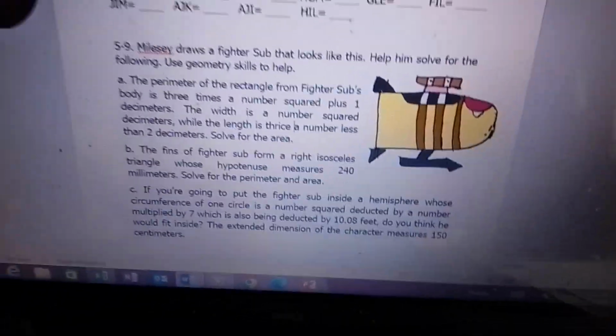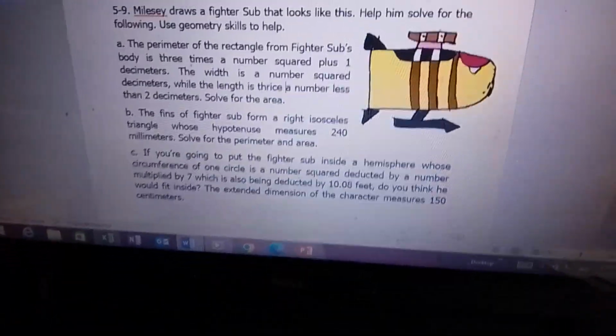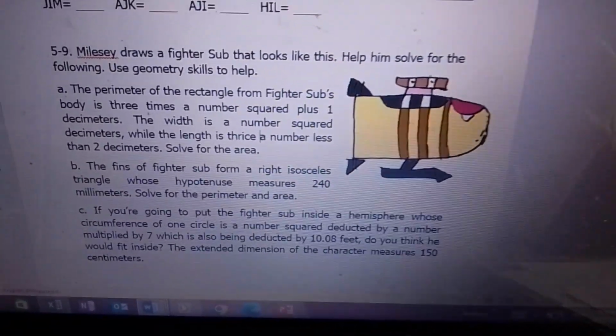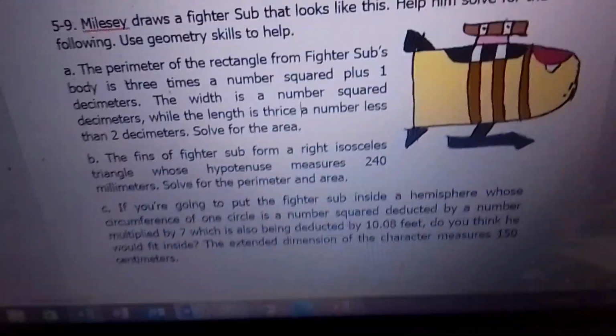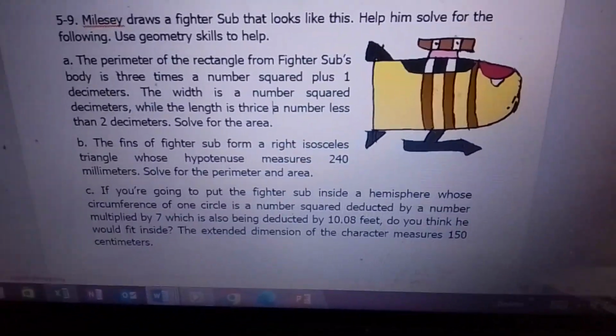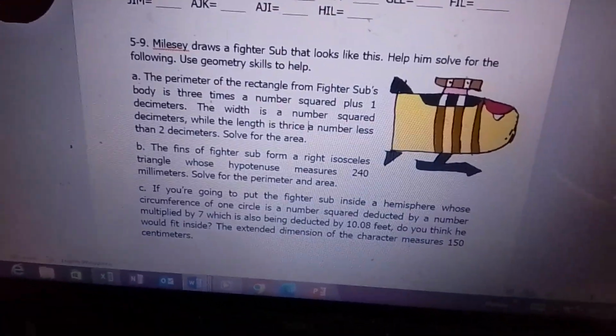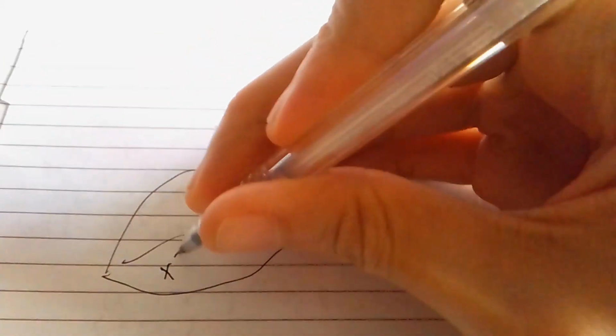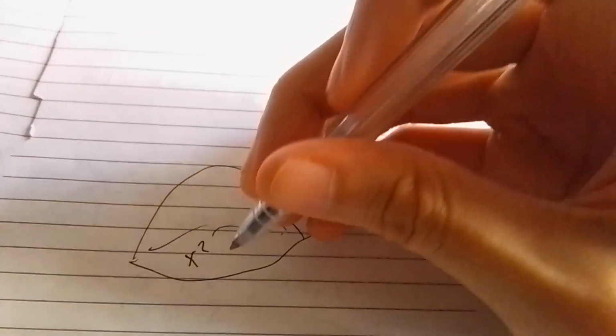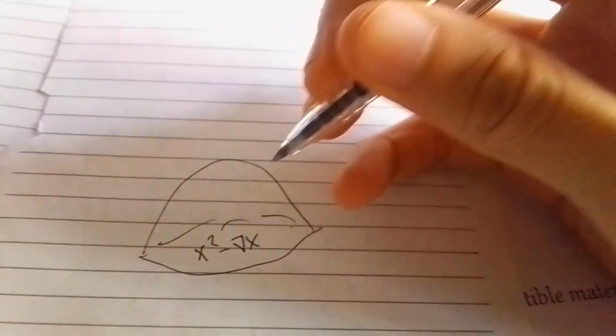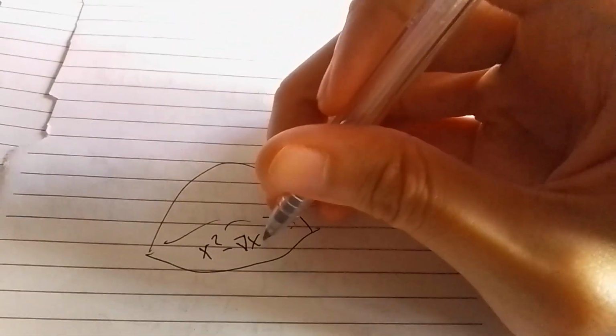First, let's not think about putting him in yet. We need to calculate the capacity. Because it says here, we're going to put the fighter sub inside a hemisphere. Right? This is it, right? So it goes like this. This is the hemisphere I'm referring to. It says here, one circle is a number squared, deducted by a number multiplied by 7, which is 7x, which is also being deducted by 10.08. So that is the expression.